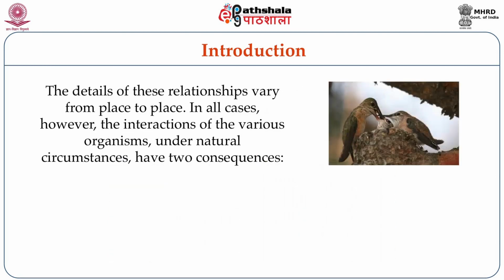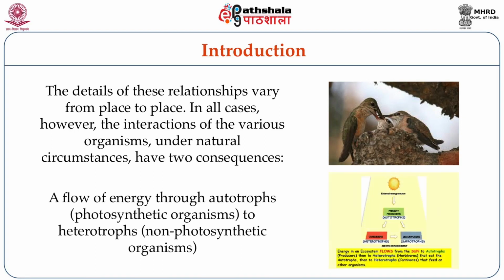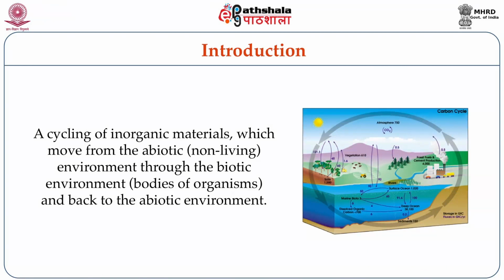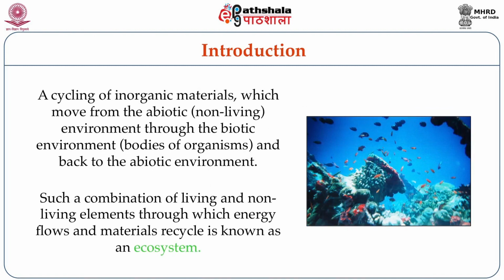The details of these relationships vary from place to place. In all cases, however, the interactions of the various organisms under natural circumstances have two consequences. One, a flow of energy through autotrophs to heterotrophs, and two, a cycling of inorganic materials which move from the abiotic, that is non-living environment, through the biotic environment, that is through the bodies of these organisms, and back to the abiotic environment. Now, such a combination of living and non-living elements through which energy flows and materials recycle is known as an ecosystem.